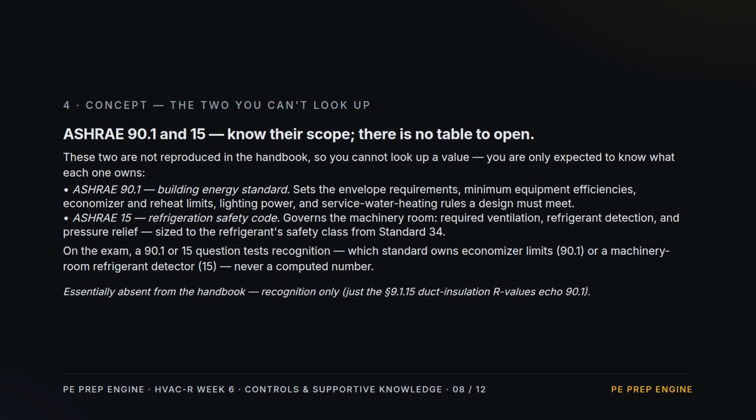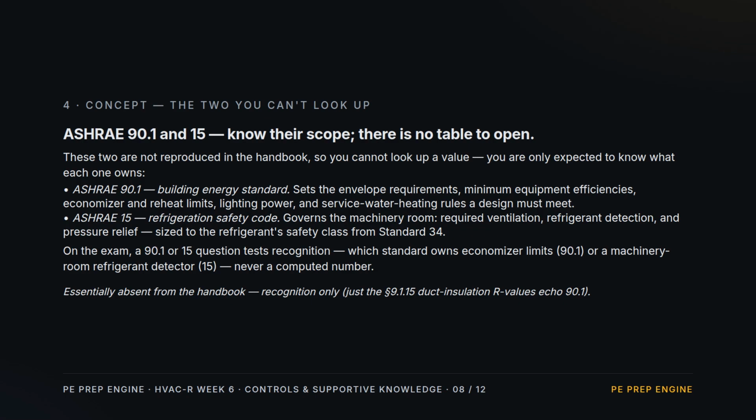Concept: the 2 you can't look up. 90.1 and 15 are not in the handbook, so you can't pull a value. You only need their scope. 90.1 is the building energy standard, envelope requirements, minimum equipment efficiencies, economizer and reheat limits, lighting power, and service water heating. 15 is the refrigeration safety code. It governs the machinery room, required ventilation, refrigerant detection, and pressure relief, all sized to the refrigerant safety class from standard 34. On the exam, these test recognition: which standard owns economizer limits, or a machinery room detector, never a computed number.